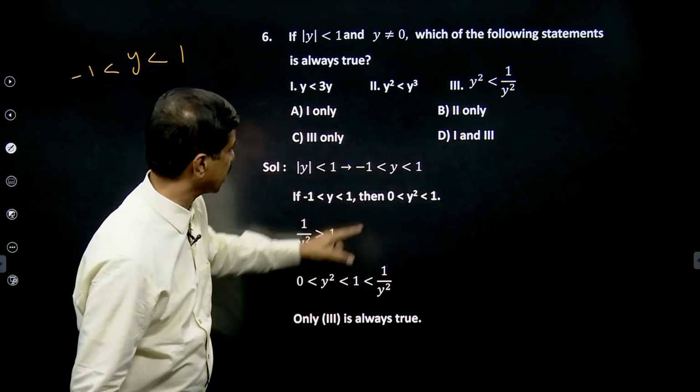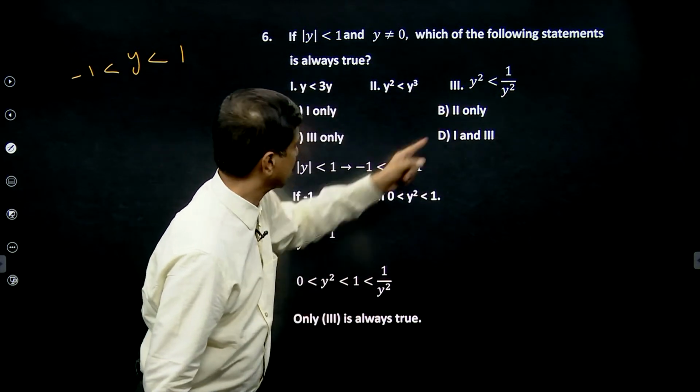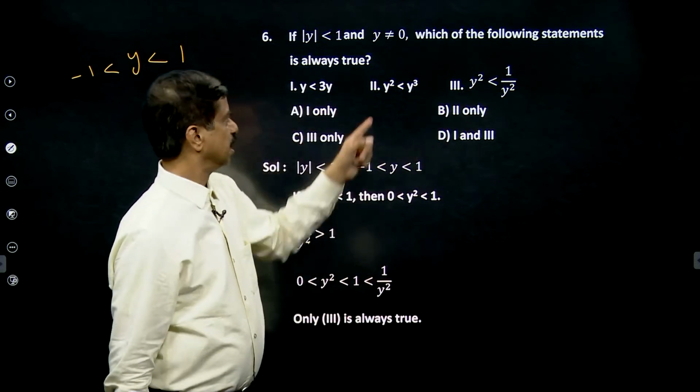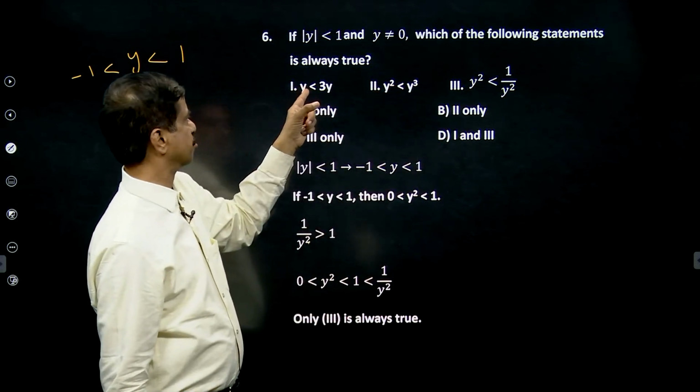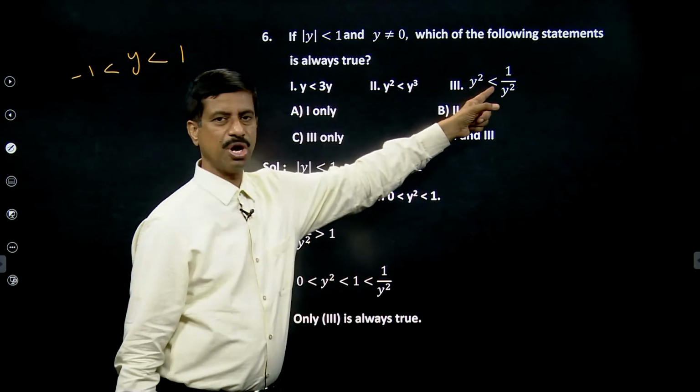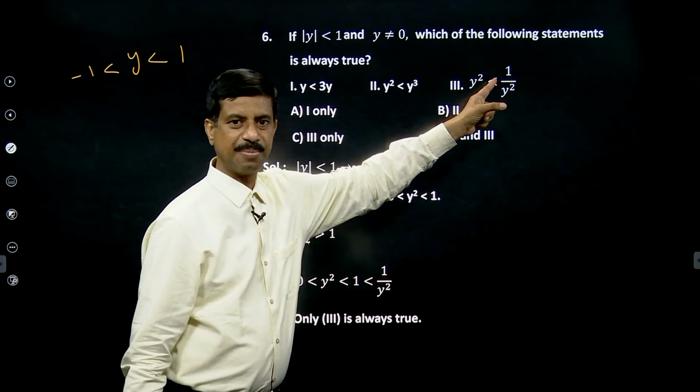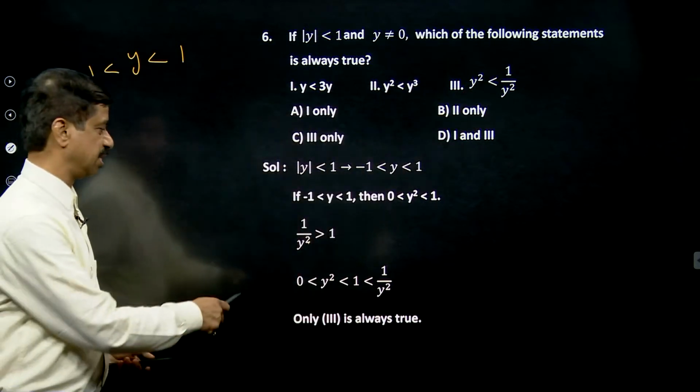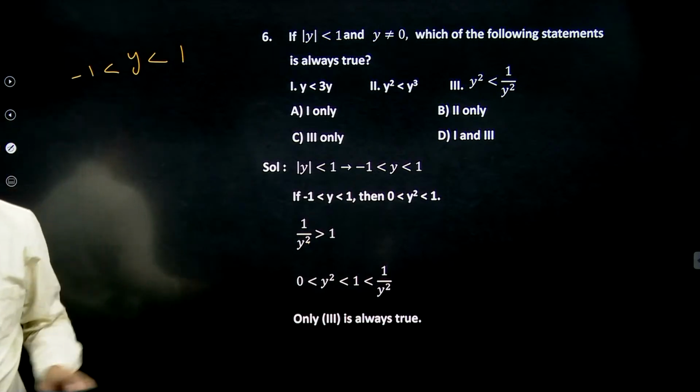Children, have you followed? Look at these two. Here y cube has come and here of course only y. So the only option that we can discuss is option number 3. So only 3 is always true. Please note it fast.